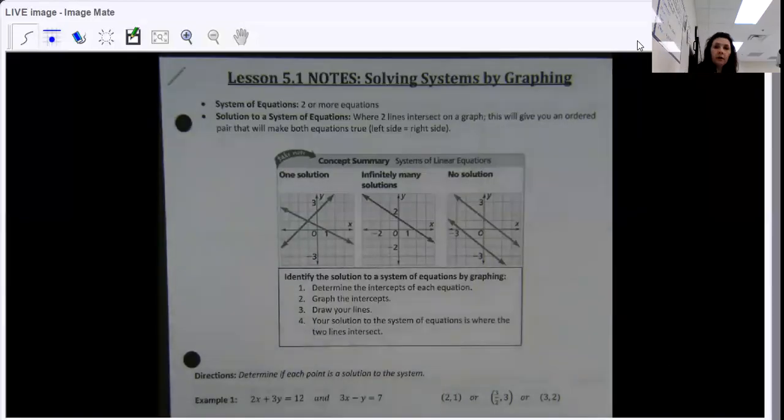Hello, today we are working on lesson 5.1. It's the first lesson in chapter 5, and we are going to be working on solving systems of equations.